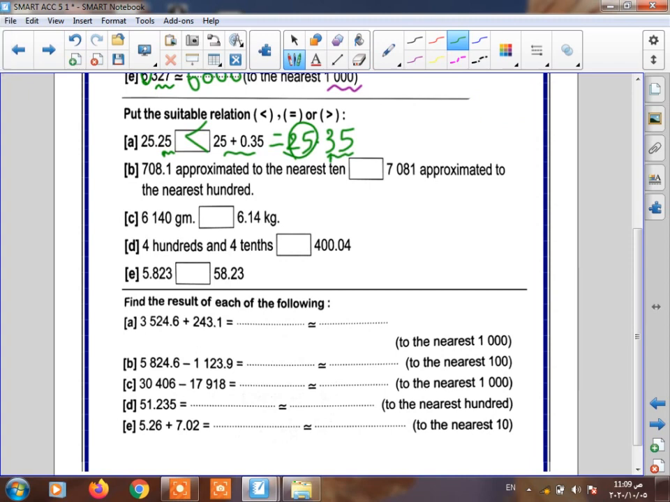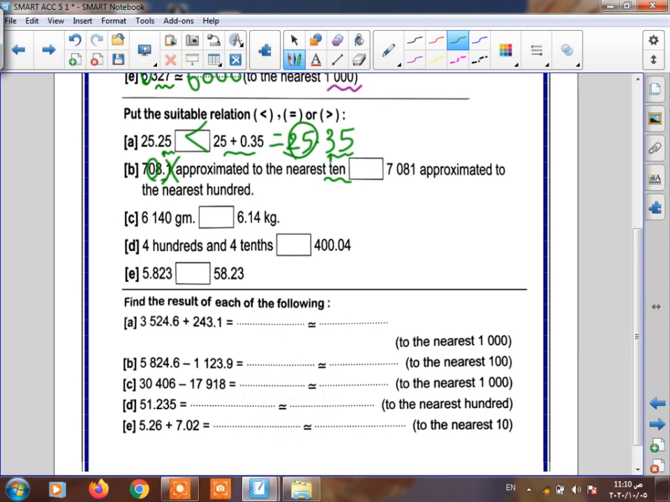708.1 approximated to the nearest 10. The other side, 7081 approximated to the nearest 100. Here I approximate to the nearest what? 10. So I circle the 10. Each time go to my policeman. My policeman is what? The decimal point. Ask the decimal point, help me decimal point. Do I go to the left side or to the right side? For tens, I go to the left side because it's a whole number. Unit, tens, okay. Circle the tens place. What about the decimal? Forget it.